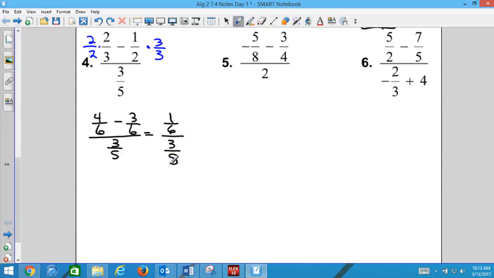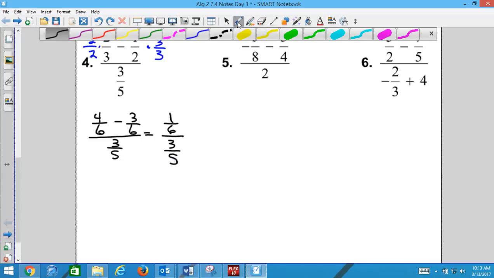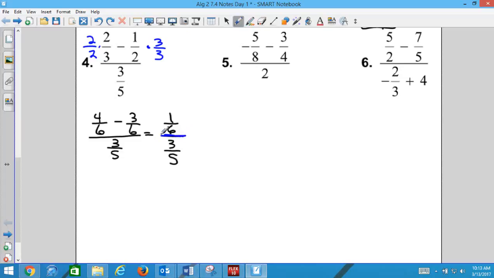So over a fraction bar, that means division. There's a lot of division going on. So let's not divide that much. Instead of dividing by a number, multiply by its reciprocal.